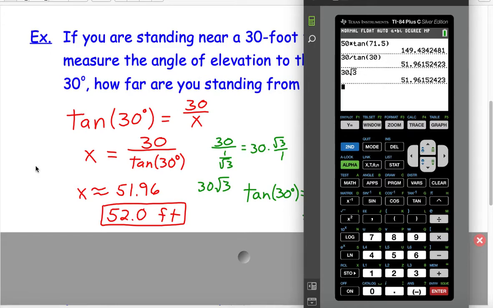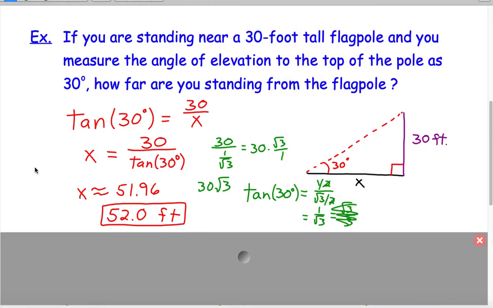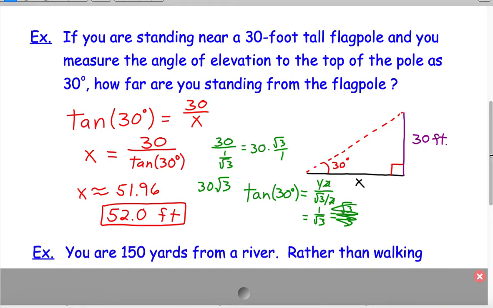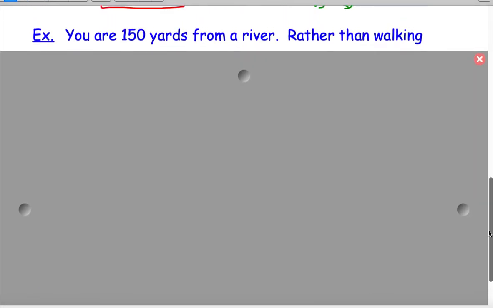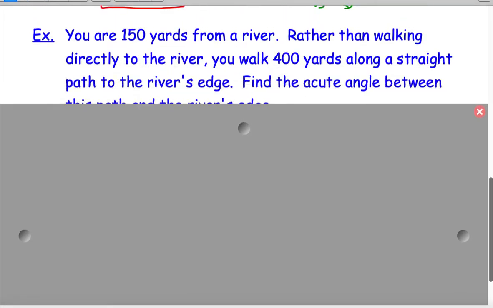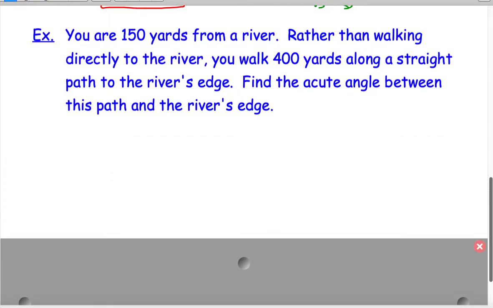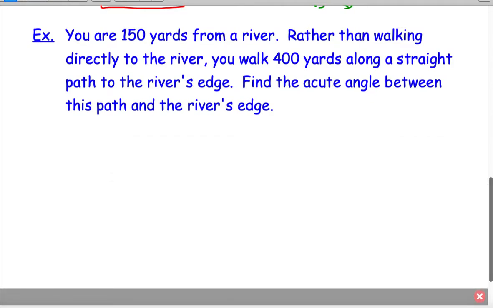Okay, so sometimes in problems you'll get angles that you can use numbers from the unit circle, and sometimes you'll just have to use your calculator no matter what. Let's look at one last example. You're 150 yards from a river. Instead of walking directly to the river, you decide to walk on an angle, and you walk in a straight line 400 yards to get to the river's edge. Find the acute angle between this path and the river's edge.